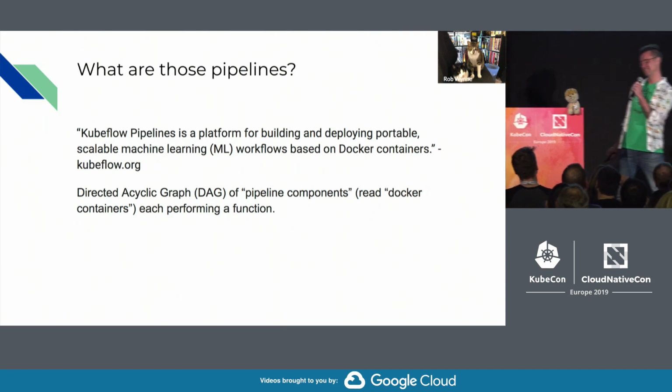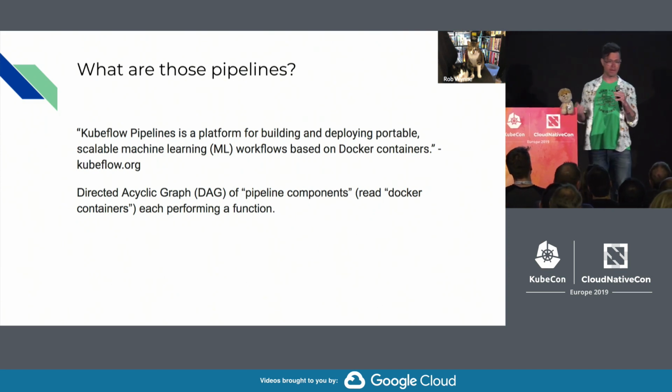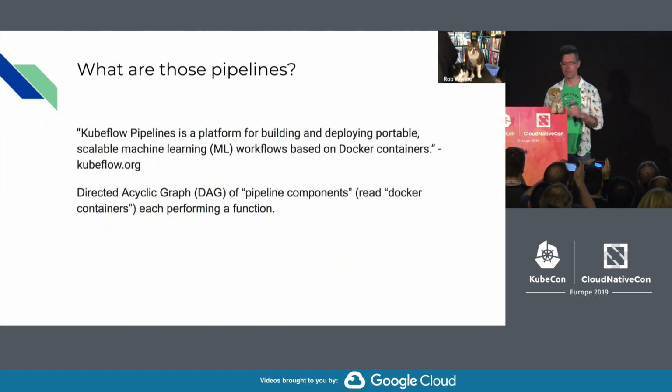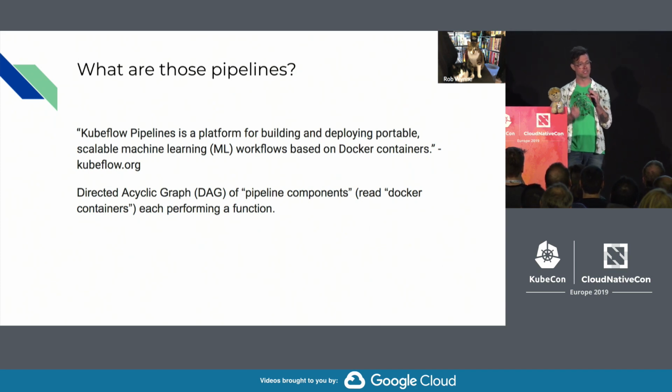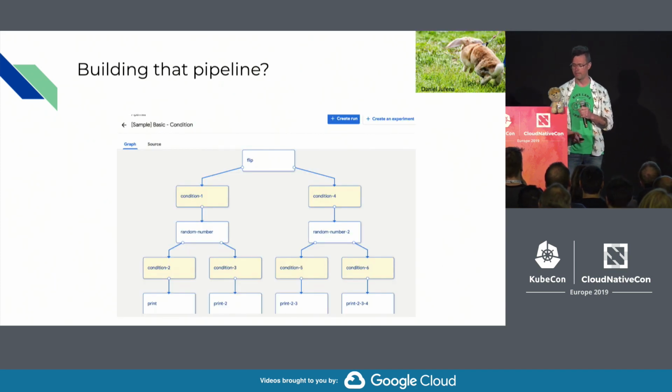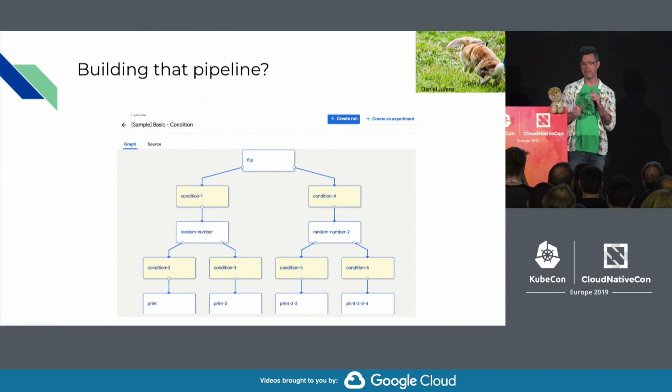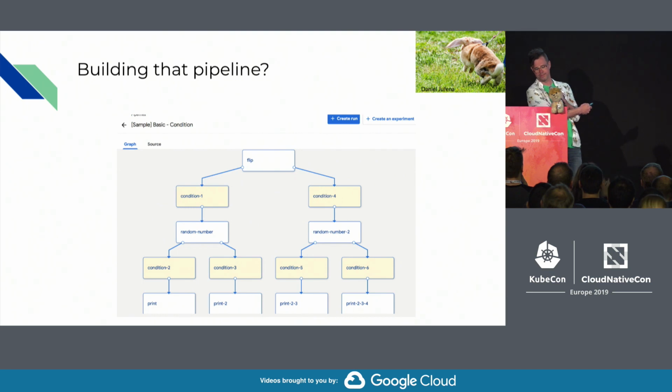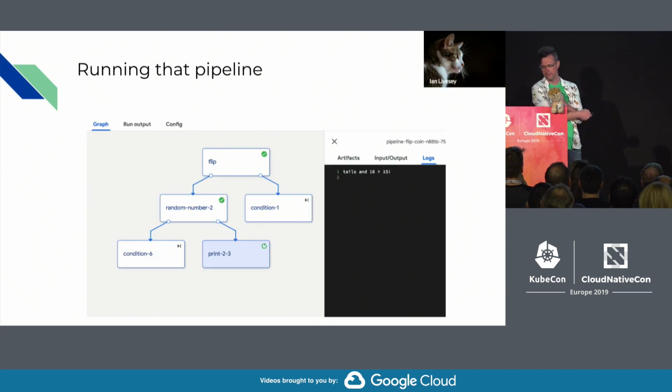What are those pipelines? So again, they're just a thin wrapper over Argo. You get a nice directed acyclical graph. I can never say that right either. But it's a bunch of Docker containers, and each performs its own special little function. This is a picture of what the pipelines look like, and it's kind of a simple coin flip and then print a number out. Yeah, so about as high quality as most machine learning pipelines, I'd say.